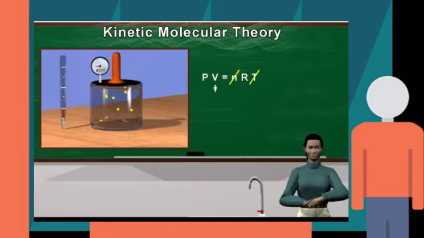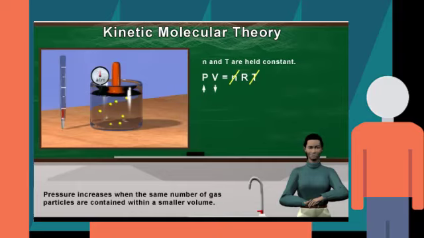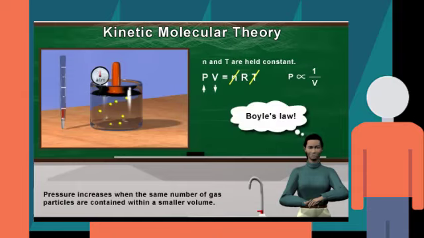Lastly, what happens when the volume is decreased and the number of moles and temperature are held constant? When the volume is decreased, the gas particles within the container are compressed. Since the temperature has not changed in this example, the average kinetic energy of the particles has not changed. However, the pressure increases because the same number of particles is contained within a smaller volume and thus hit the wall more often. The kinetic molecular theory suggests that pressure and volume are inversely proportional. You should remember this as Boyle's law.